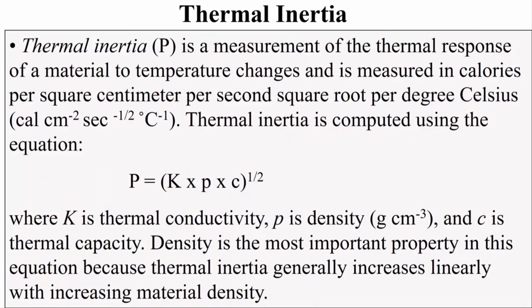Now when we come to thermal inertia, that is represented by P. Thermal inertia is a measurement of the thermal response of a material to temperature change and is measured in calories per square centimeter per second square root per degree Celsius. It is computed with the formula given here: P equals the square root of K multiplied by rho multiplied by C, where K is thermal conductivity, rho is density, and C is the thermal capacity. Here you can see that density is the most important property in this equation, because thermal inertia generally increases linearly with increasing material density.